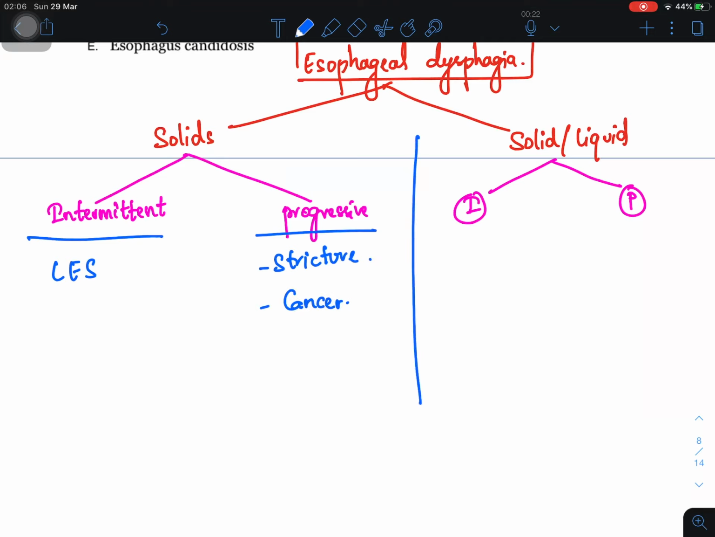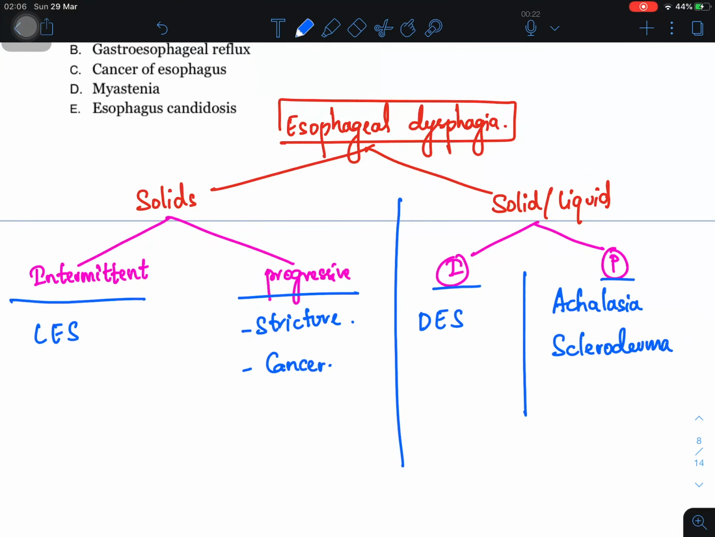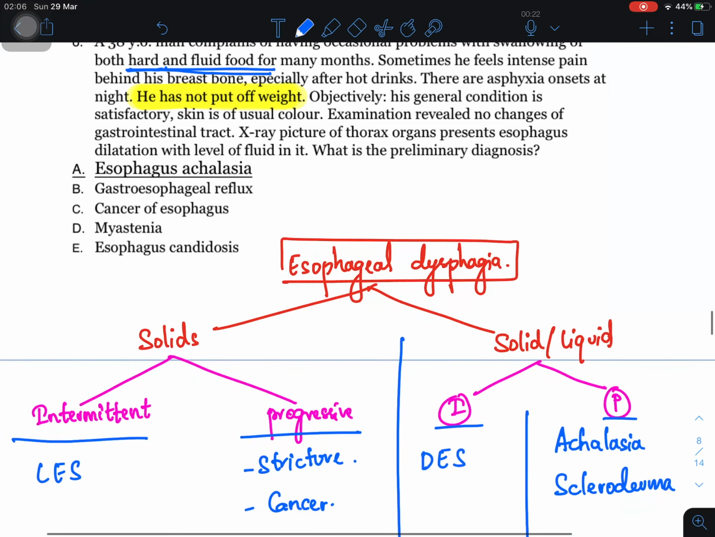Okay, and next, if both solid and liquid food is not able to take, then you need to think of remaining problems. What are the remaining problems? If it is intermittent, then it can be diffuse esophageal spasm. If it is progressive, it can be achalasia or scleroderma. Now this table is very important. So based upon this table, you can easily crack any question that is asked regarding this esophageal dysphagia.